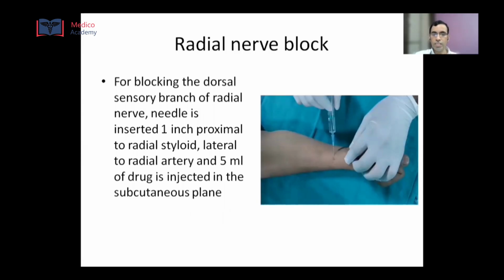For blocking the dorsal sensory branch of the radial nerve, the needle is inserted 1 inch proximal to the radial styloid and lateral to the radial artery. Around 5 ml of drug is injected in the subcutaneous plane at this level.